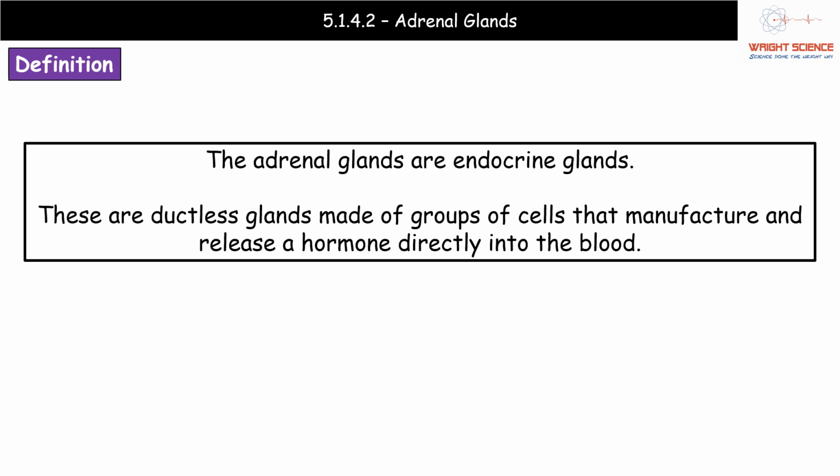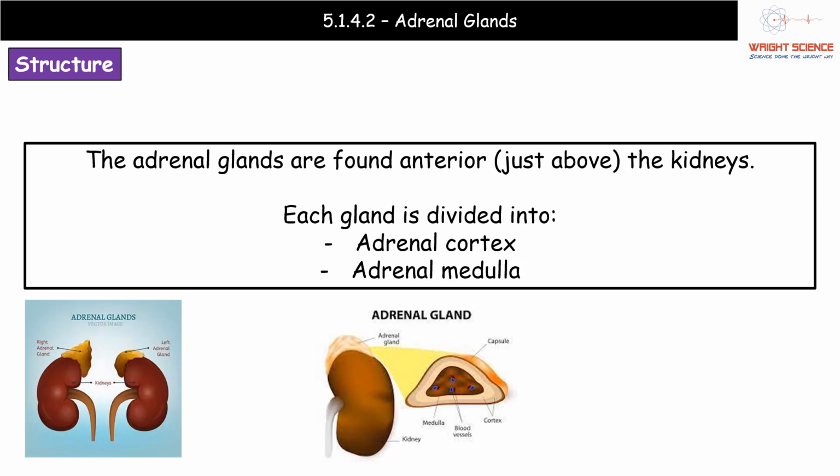First thing to remember then is that when we are talking about the adrenal glands, we are referring to one of those endocrine glands in the body that we looked at in our previous video. Now, these are ductless glands, which means they are going to release the hormones directly into the bloodstream, and the cells themselves that make up the endocrine gland are going to be manufacturing and releasing that hormone.